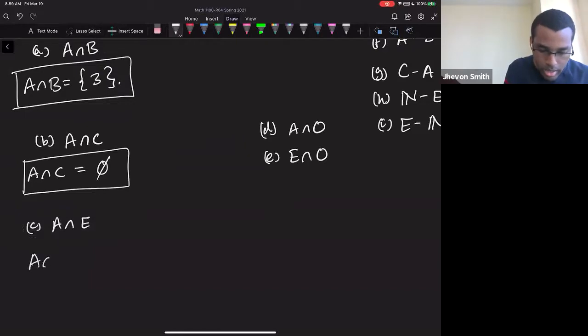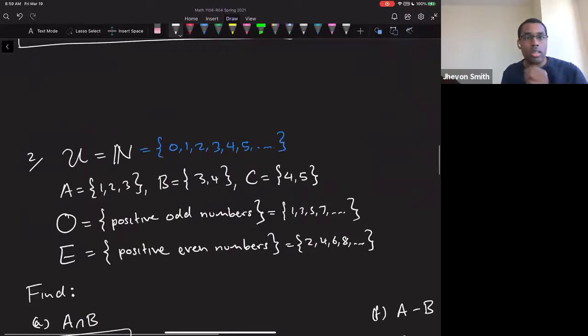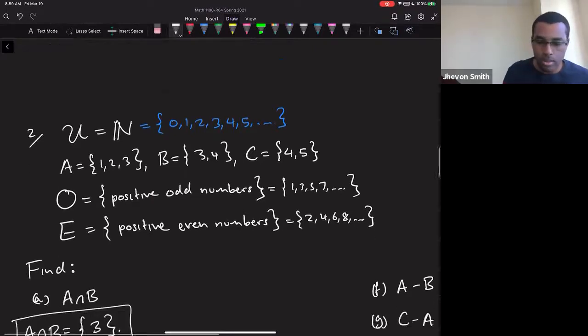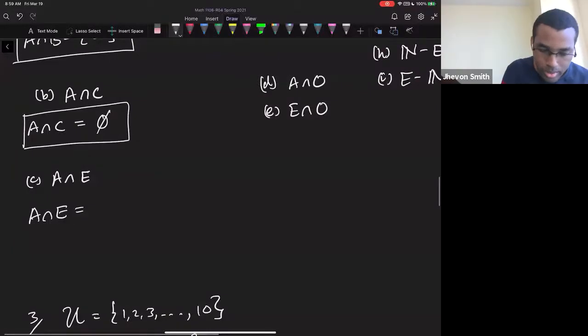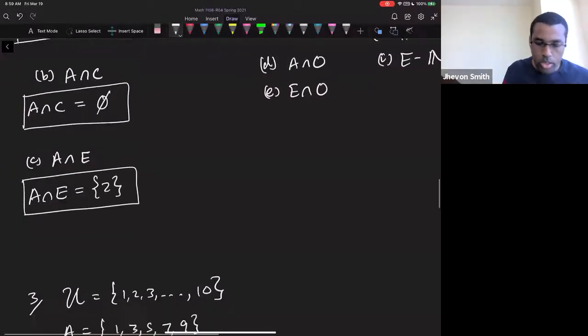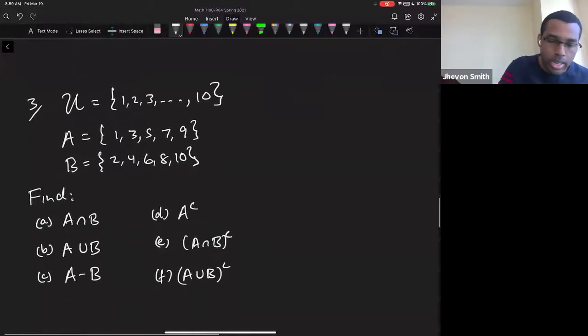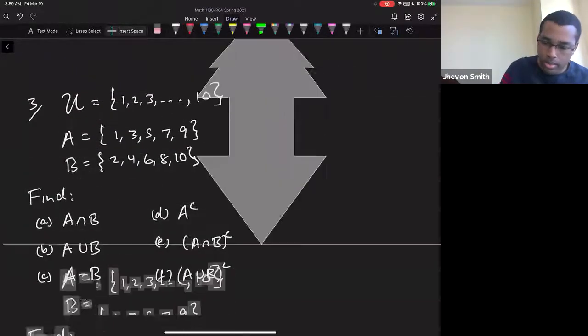A intersect E. E is the set of all positive even numbers. A intersect E, what is that? Two. The set containing 2. So 2 is an element, and the intersection is a set.